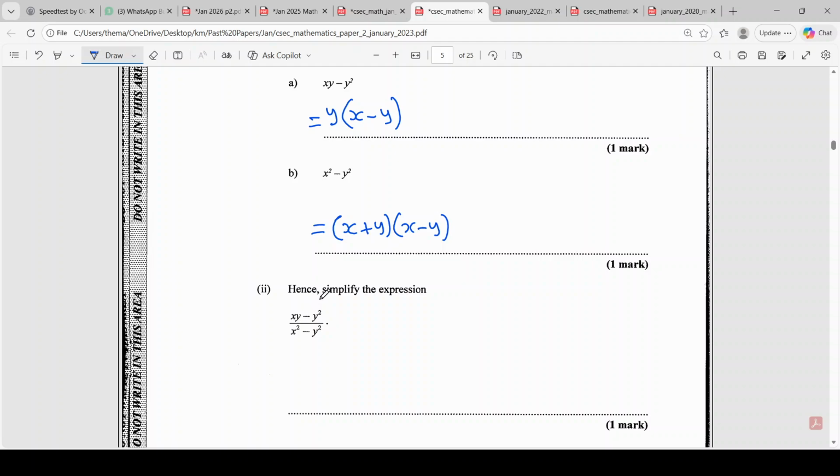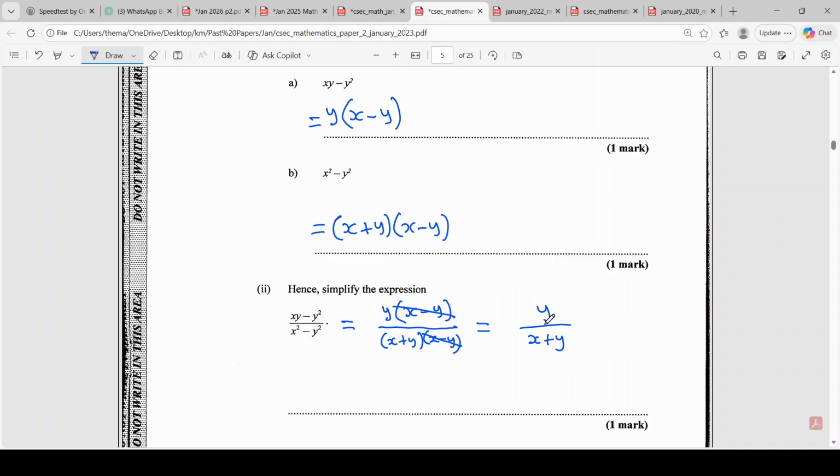So let us put in the information here now. This will become y open bracket x minus y over x plus y by x minus y. Right, and now we could cancel off the similar term. X minus y will go away with the x minus y. So you remain with y over x plus y.